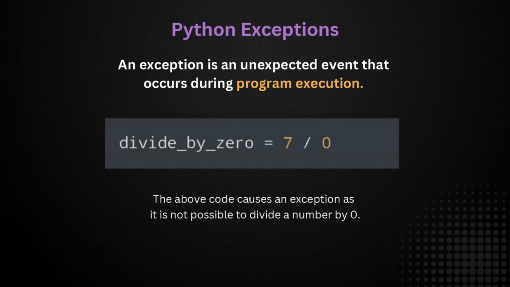An exception is an unexpected event that occurs during program execution, that means at runtime. For example, here we have a variable divide by 0 and we have assigned the value 7 divided by 0 to it. It's not possible to divide a number by 0. Therefore, the above code causes an exception.